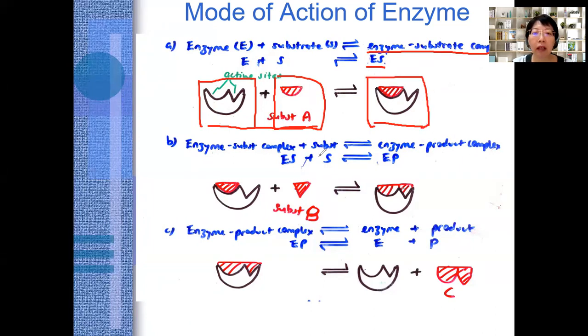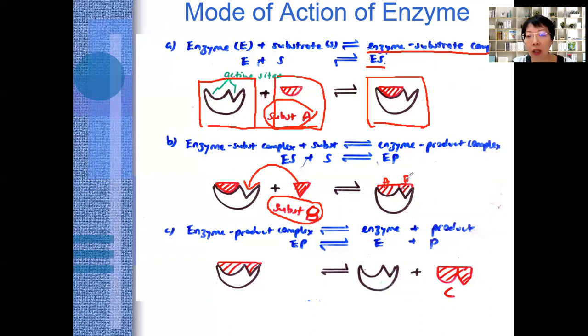After that, because this reaction is A plus B to become C, you have another substrate, which is B. Your first substrate is substrate A, then the second substrate is substrate B, because this reaction is A plus B to form C. So the second substrate will have to sit into the enzyme active site. When it sits in, now you have A and B side by side.